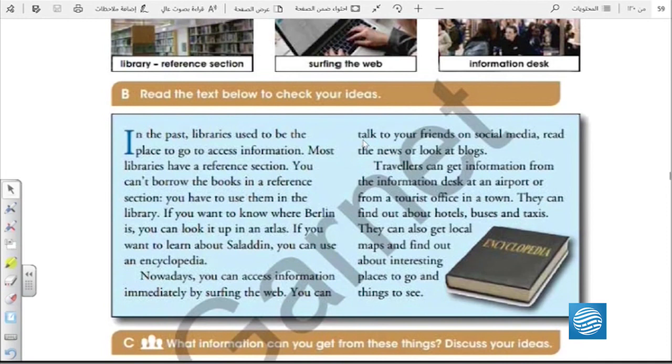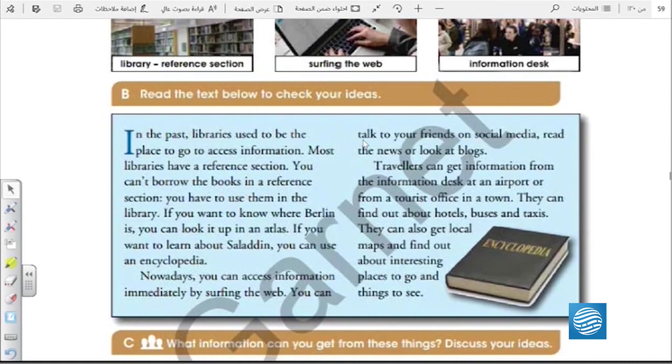In the past, libraries used to be the place to go to access information. Most libraries have a reference section. You can't borrow the books in a reference section. You have to use them in the library. If you want to know where Berlin is, you can look it up in an atlas. If you want to learn about Salah ad-Din, you can use an encyclopedia.